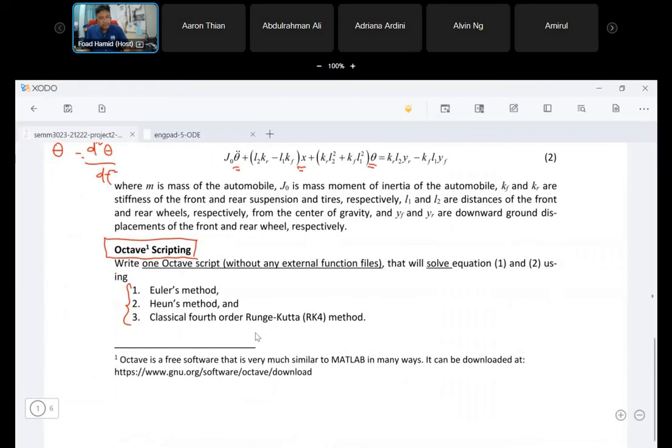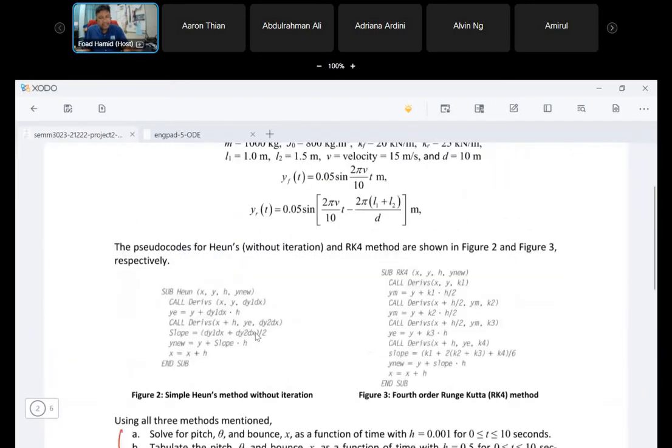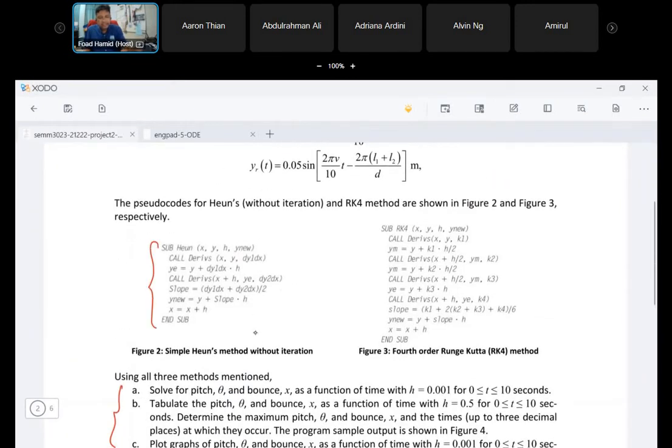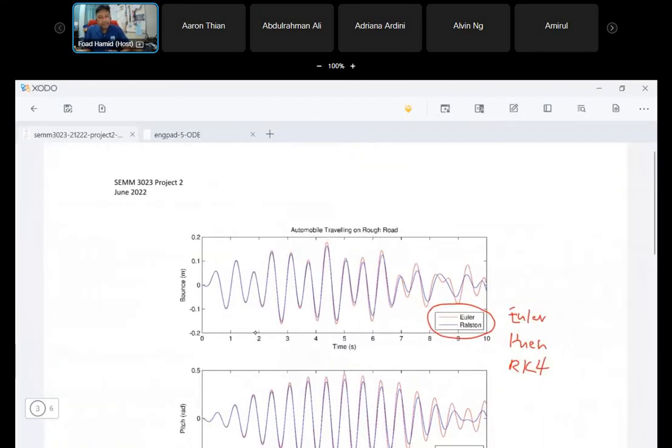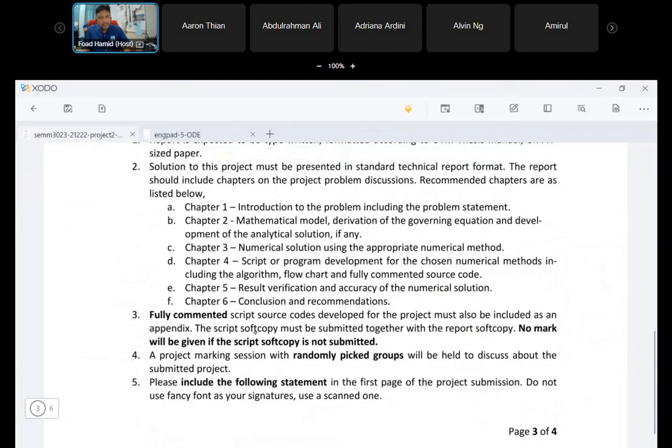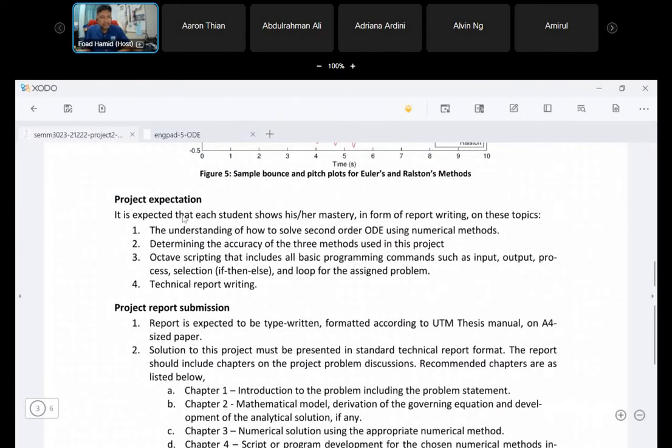So you need to use these 3 methods, and these are the pseudocode, which means the code must be in your script. So Euler, RK, and then of course the standard expectation is the understanding of how to solve second order ODE. But so far we only learned the first order ODE using numerical methods. Determining the accuracy of the 3 methods used in this project.